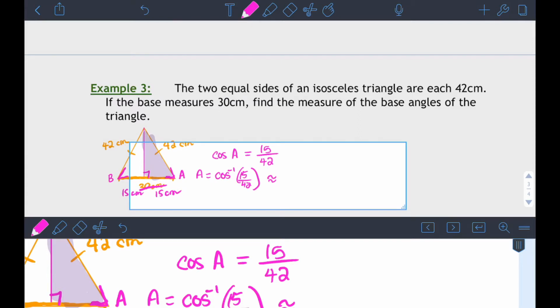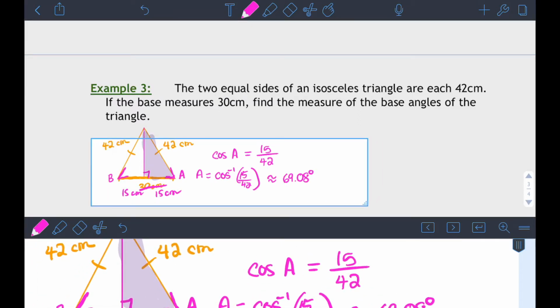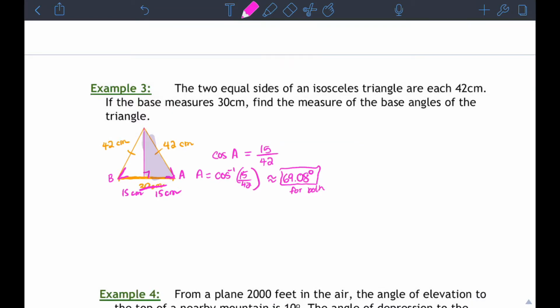If you're looking for an angle measure, don't forget you're going to have to use one of those inverse trig functions. This one gives you about 69.08 degrees, and both of the base angles are going to measure that same value.